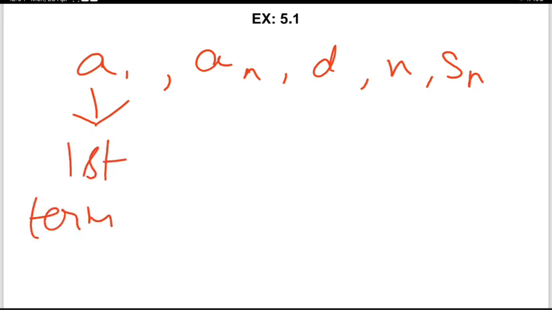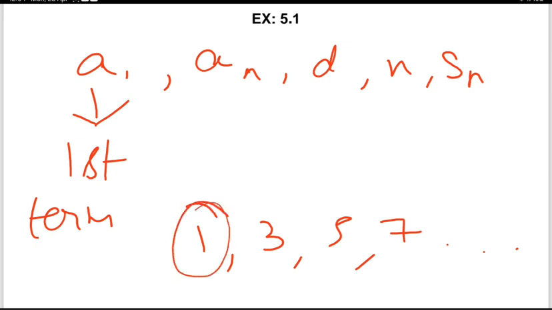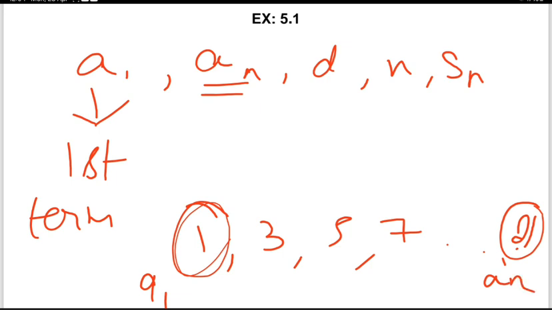So I'll give you an AP: 1, 3, 5, 7 and so on. A1 is the first term. Here, according to this AP, our first term is 1, so this will be our A1. An is the last term. If there are 21 terms and the last term of this AP is 21, let's take 21 as the last term, then An is 21. So An means the last term of the given AP.